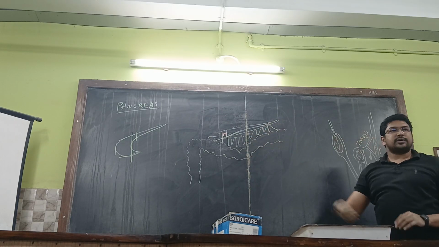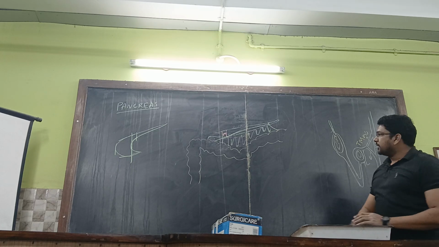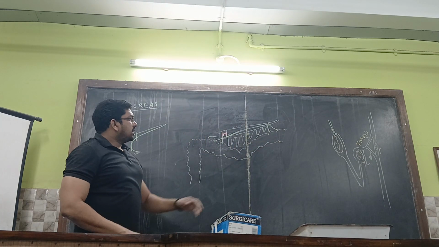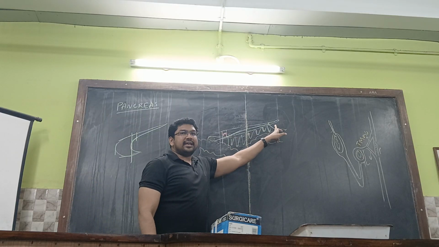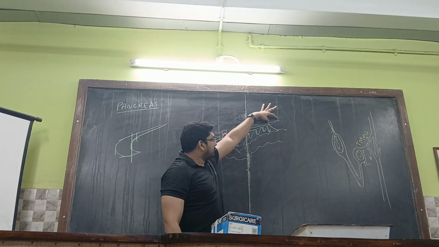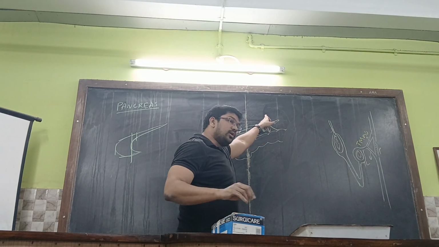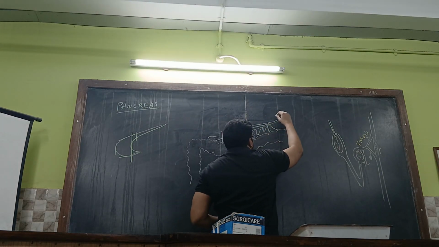So this is the attachment of the peritoneum over here. Okay. Then what about the tail? What about the tail? The tail will be extending into the spleen through a ligament in between the spleen and the kidney. What is that? Lienorenal ligament. Okay.